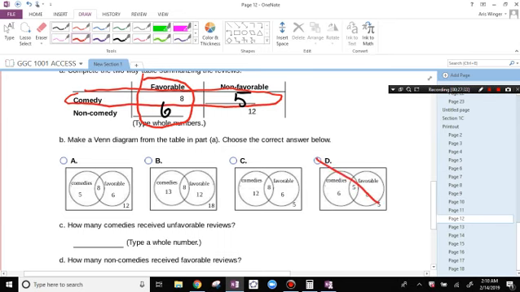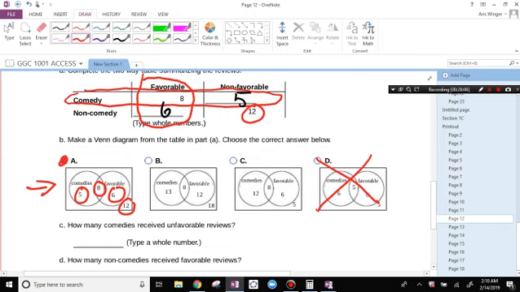So this one's out. All right, so then comedies and favorable. So then we're talking about 12 should be on the outside. And so it's got to be this one, right? So comedies that are not favorable would be 5. Favorable that are not comedies would be 6. 8 is both, and 12 is neither. It's A.